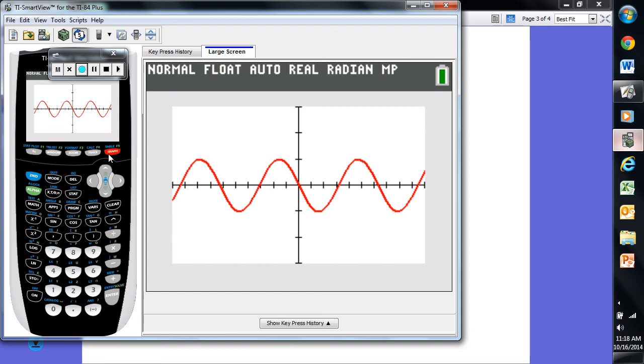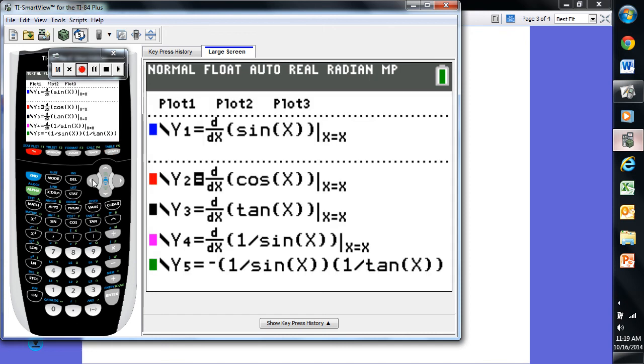Okay, hopefully you recognize that that's the same as the sine function, except reflected over the x-axis. And as you recall, when you reflect a function over the x-axis, you make it negative. So the derivative of cosine is negative sine. Now take a look at this dude.